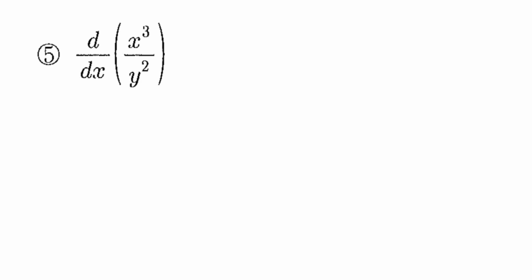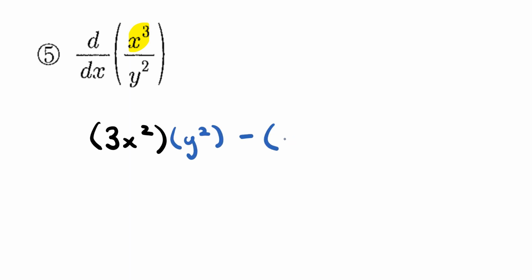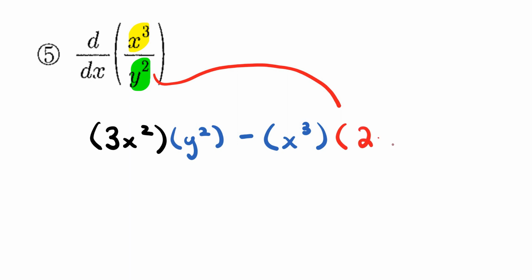All right, and question number 5 here, I guess we can apply the quotient rule here. So the quotient rule states that we take the derivative of the top, which is going to be 3x squared, and then we multiply by the bottom, which is y squared, minus the top, which is x cubed, and then we times by the derivative of the bottom here. So the derivative of y squared is going to be 2y times y prime.